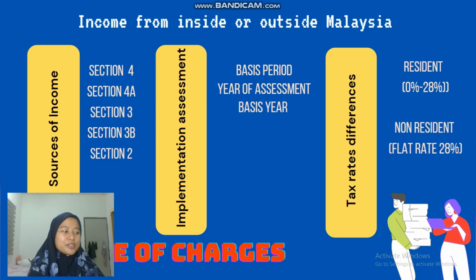Okay. Section 3 is about an income that accrued in or derived from Malaysia, so it would be taxed. While Section 3B is an offshore company that has offshore business activity that is not derived in Malaysia, it is not chargeable under income tax.